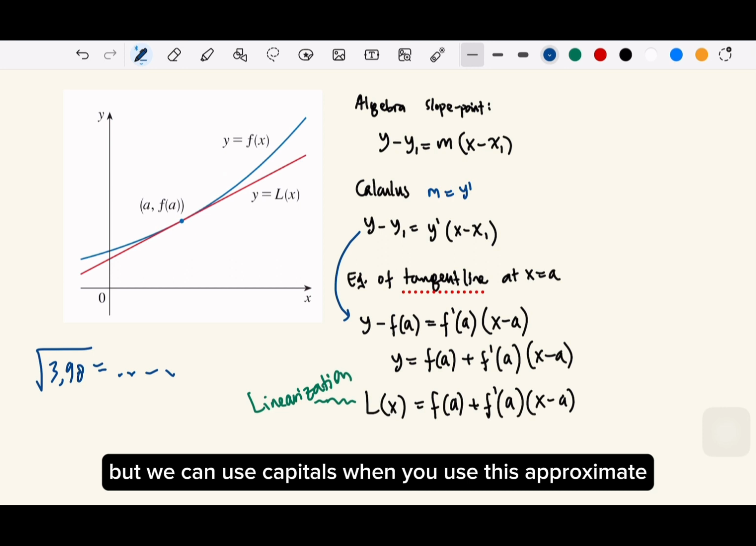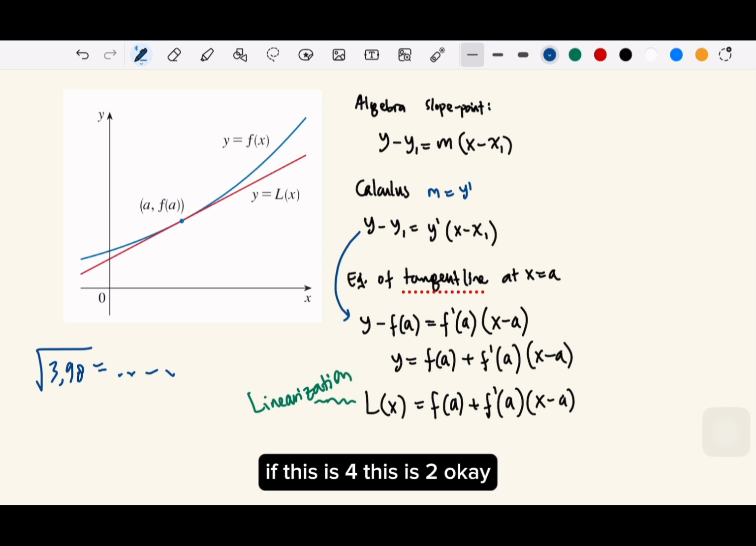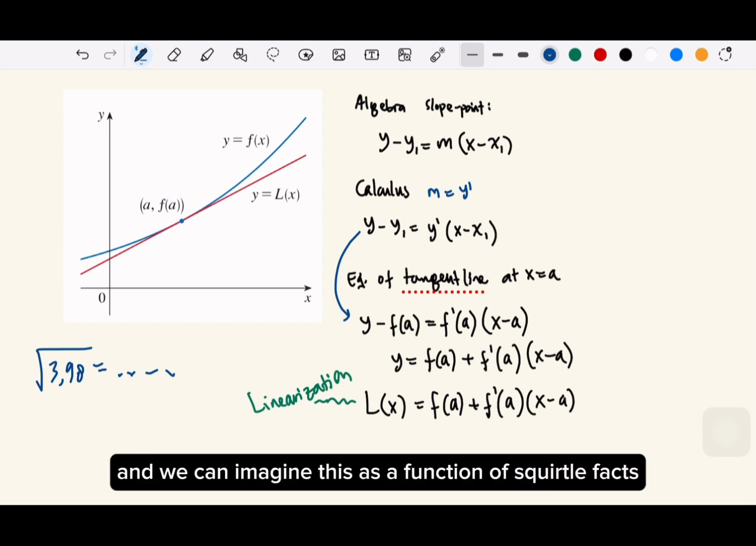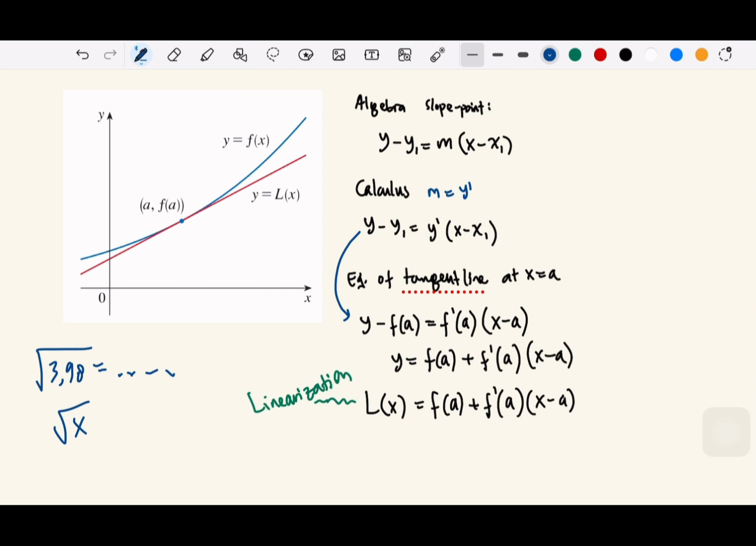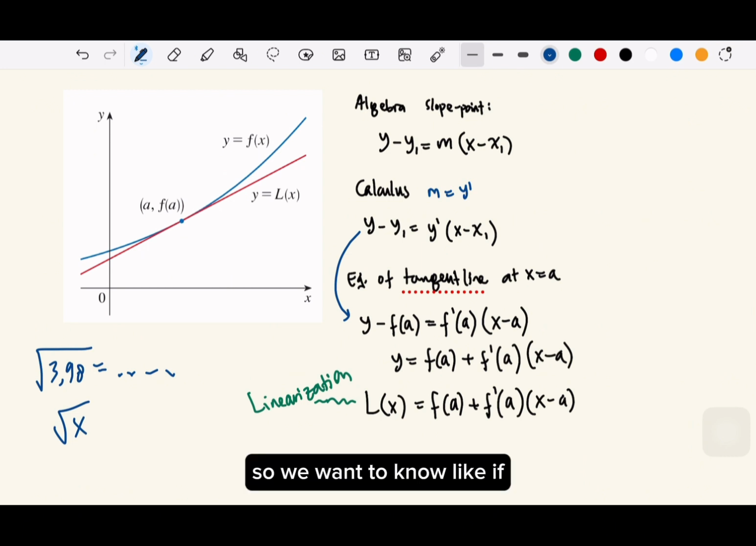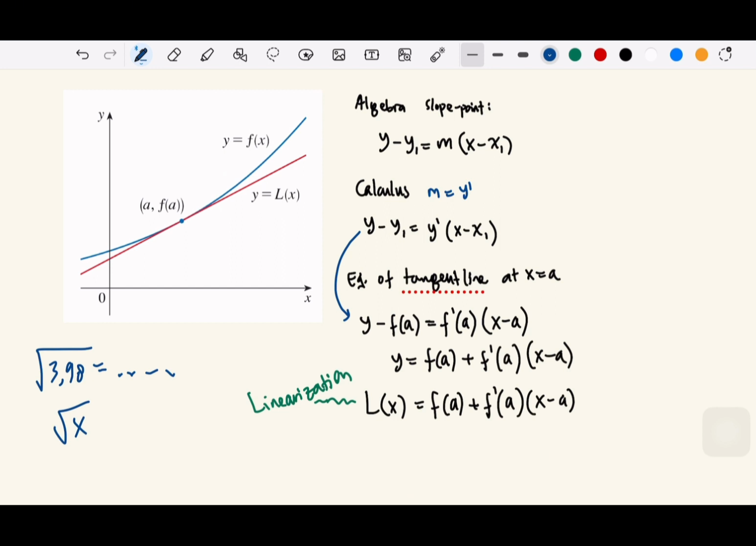We can use this approximation. If this is 4, this is 2. Okay? If this is 4, this is 2. And we can imagine this as a function, the square root of x. So if we would like to calculate this, can we try some approximation? Let me give you some idea here.